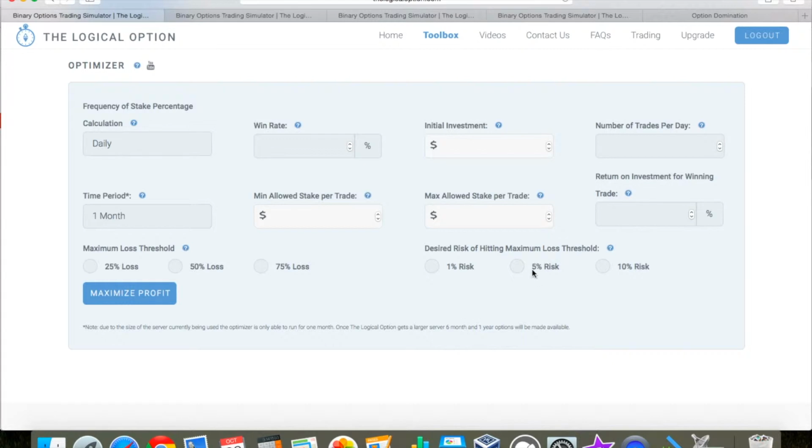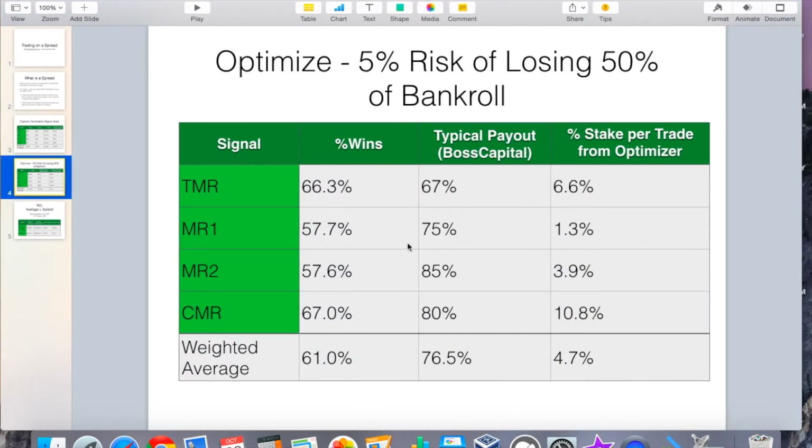So that means that with the configuration, we have a 5% chance of losing half of our initial investment, which I had at $1,000. So this may be riskier than you like. It may be too conservative, but this is just for our demonstrating purposes. So we go over here, and for each win rate, this is what the optimizer says we should be staking. So for the TMR, 6.6%, 1.3%, 3.9, and 10.8%.